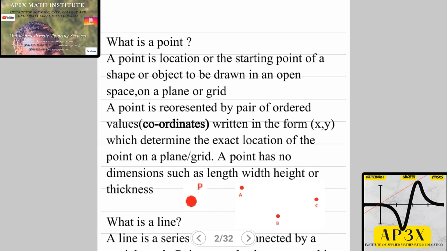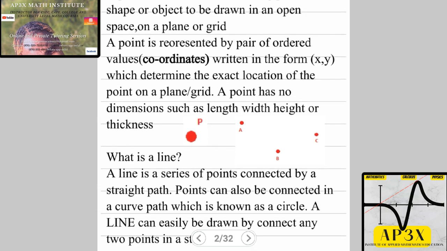Now, when you're given this point, this location, it determines the exact location of the point on a grid or on a plane. Very important: a point has no dimensions such as length, width, height, or thickness. So we use a full stop like this, and we usually label it with a capital letter, P, A, B, C, as you see here on screen. That is how we typically label a point.